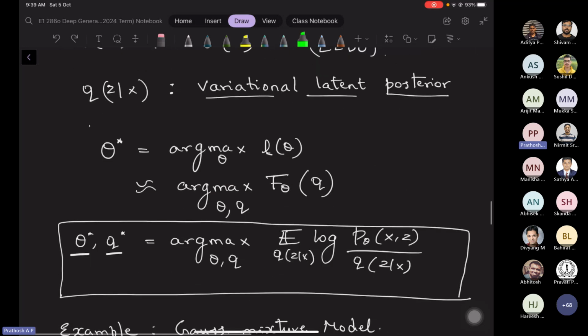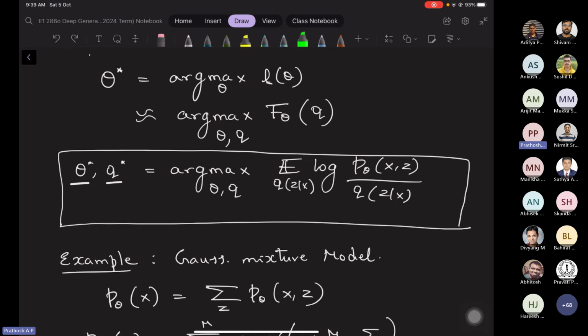Now the goal in all latent variable models is to find the model parameters theta and a distribution over the latent variables q such that the evidence lower bound is maximized. What we actually need is to maximize the log likelihood, but because we cannot do it exactly, we optimize a lower bound on the log likelihood, which is called the evidence lower bound. It takes this particular form that I have written in the box. Okay. Any questions so far?